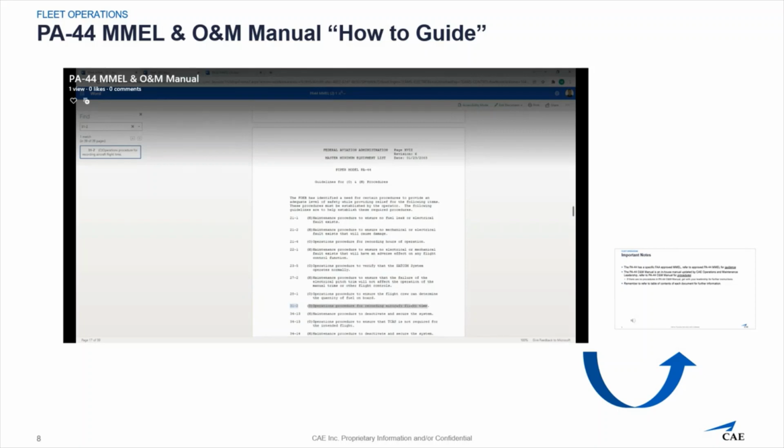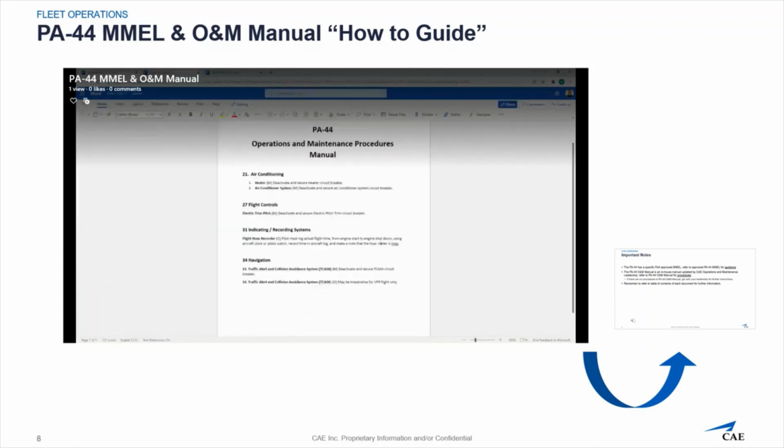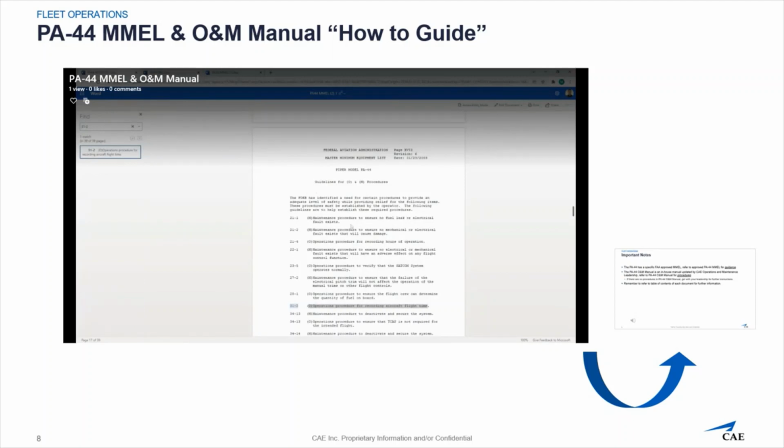We'll check our O&M procedures manual. And 31 right there, indicating recording systems, flight hour recorder, and then you will go ahead to read this and perform any actions if need be. Pilot must log actual flight time from engine start to engine shutdown using aircraft clock or pilot's watch. Record time in aircraft log and make a note that the hour meter is inoperative. So there you go. As the operator, you have an action, you will perform that, and you will go off of this. But it's always helpful to check the O&M guidelines here as well.